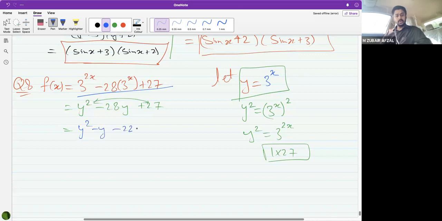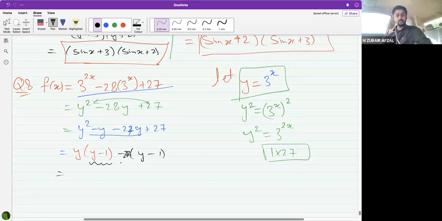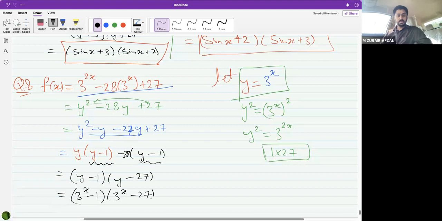y square minus y minus 27y plus 27. Adding these two, we get negative 28. Multiplying these two, we get 27. So taking out common, this is y minus 1, and taking out common, this is minus 27, y minus 1. We have these two brackets same, y minus 1 common, and y minus 27. Now what was y? y was 3 raised to power x. So I can say 3 raised to power x minus 1 into 3 raised to power x minus 27.